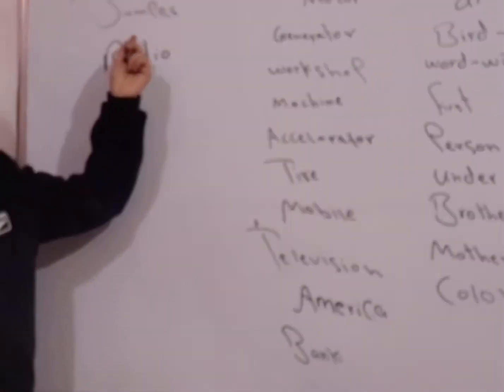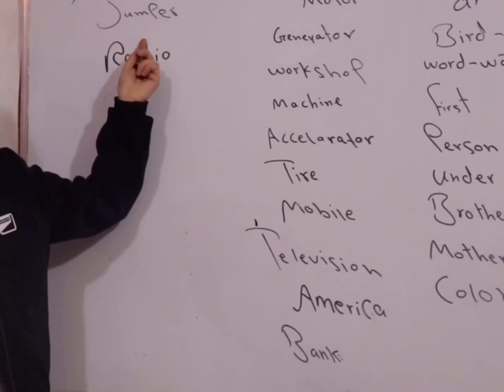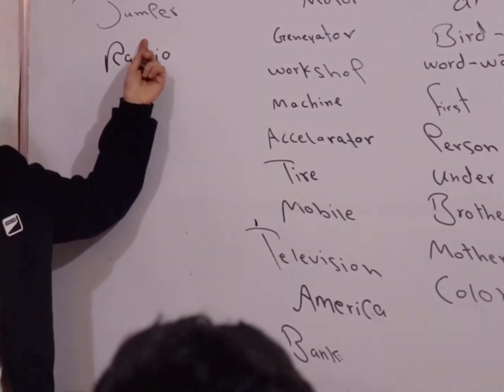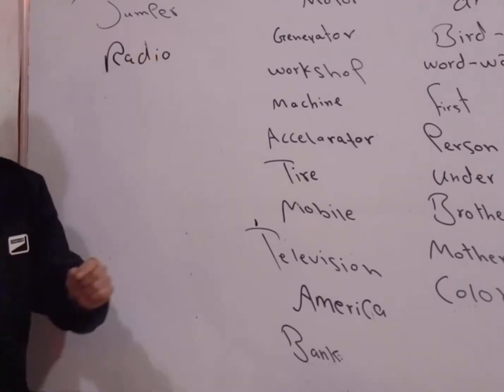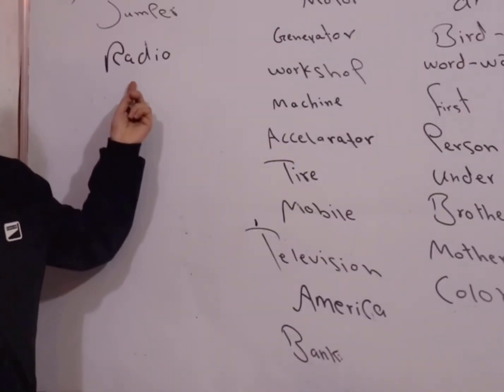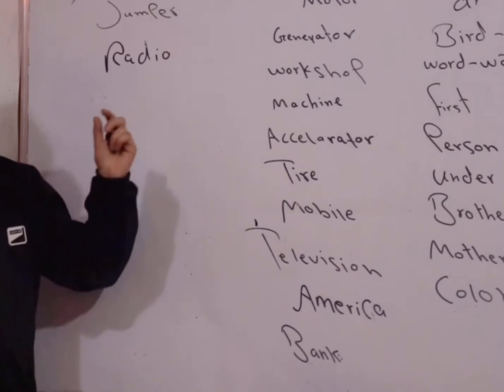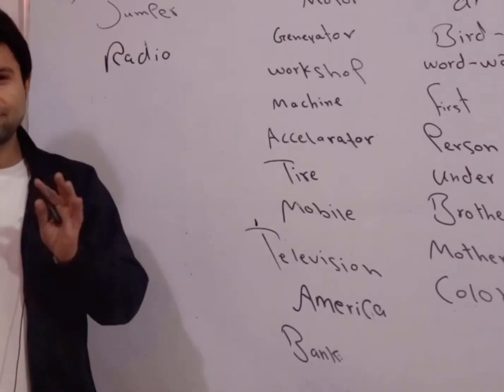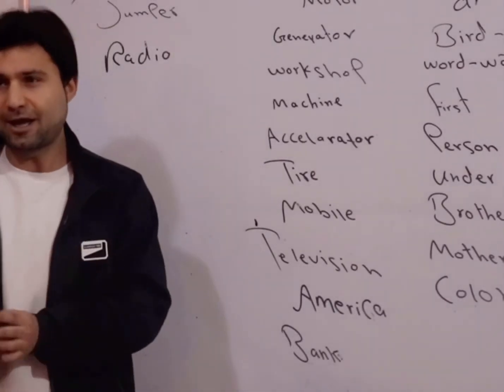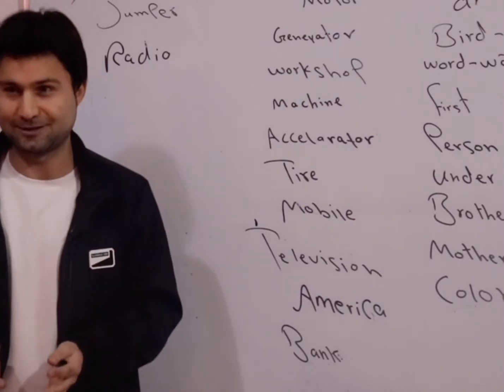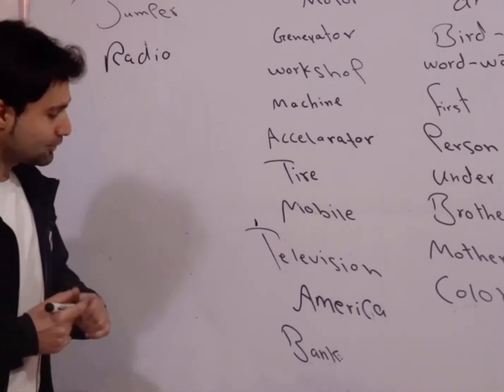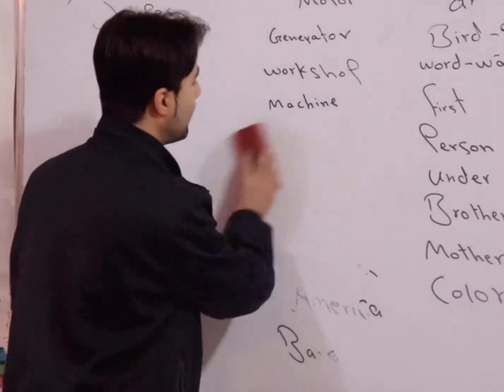In English, we pronounce it jumper. But in Dari, we pronounce it jumper. In English, we pronounce it radio. But in Dari or in Persian, we say radio. These were some differences between the American accent and the Afghan accent. Now it's time to talk about our main lesson.